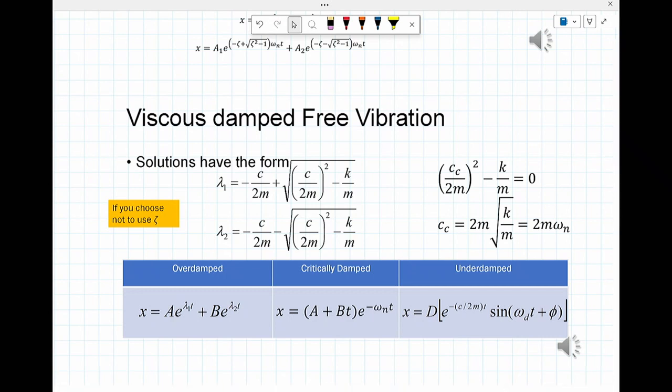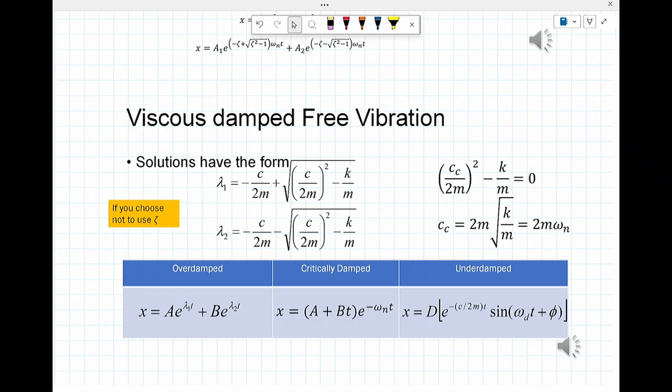If you choose not to use zeta, and people will eventually ask me on Piazza, how can I do this? I don't want to use zeta. I want to solve it my way, and here you go. That's a solution. It's just writing it out as lambda 1, lambda 2, and you write it in terms of the critical damping coefficient. And the critical damping coefficient is the one where you have critical damping, so the fastest route to the low amplitude cases that you're looking at.